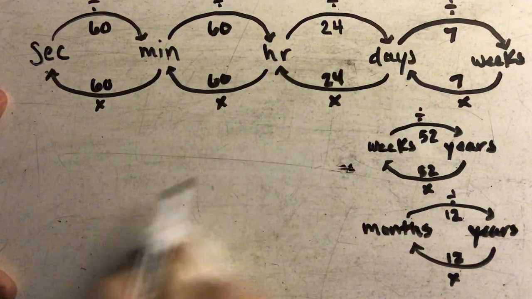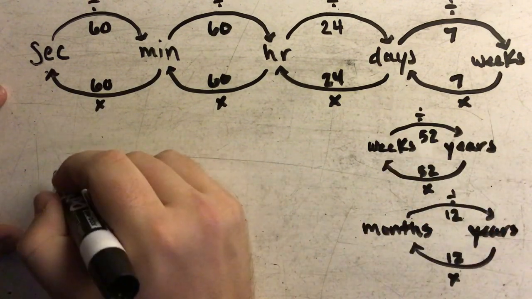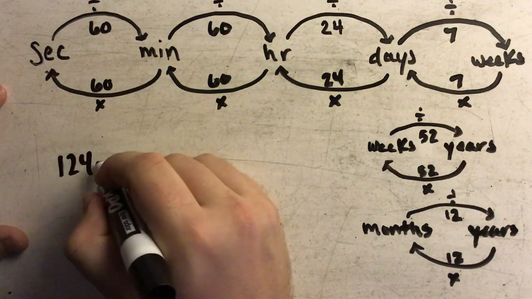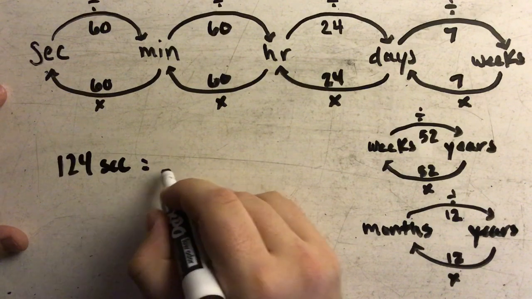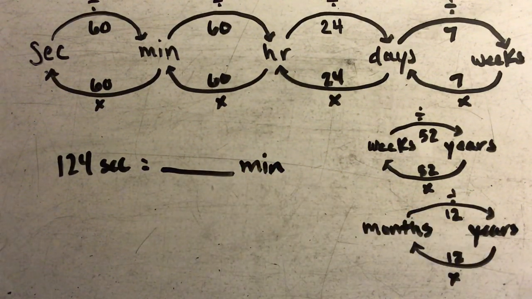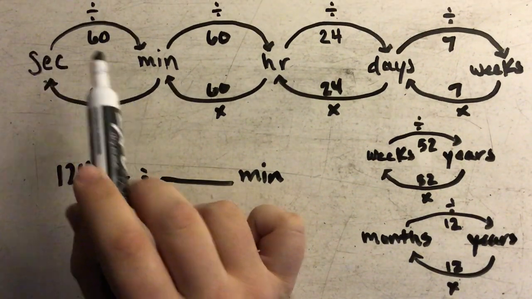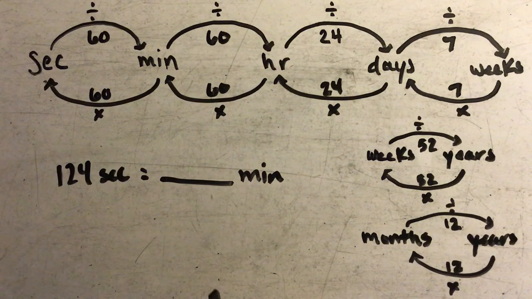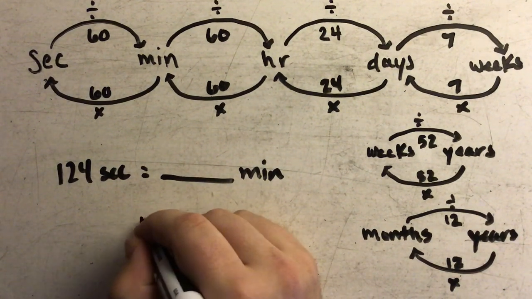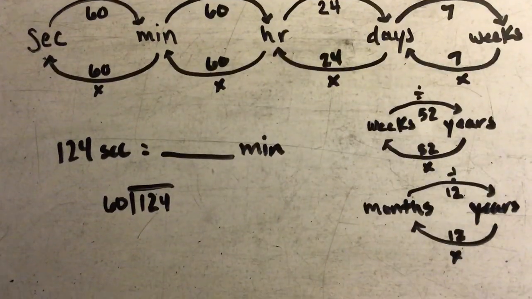Let's try one more example like that. This time we'll go with 124 seconds. And I want to know how many minutes that's going to be. So again, if I look at my conversion chart, to get from seconds to minutes, I have to divide by 60. So I'm going to take 124 and divide it by 60.